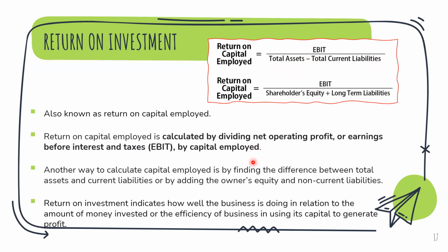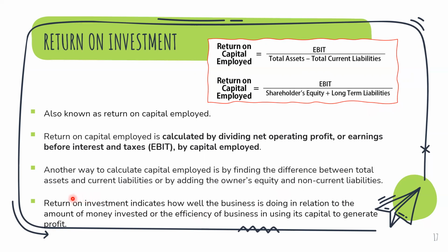So to find the capital employed, we can use the first or the second formula. To calculate the capital employed, we find the difference between the total asset and the total current liability as per the first formula, or add the owner's equity and the non-current liability as per the second formula. So from the main formula, net profit divided by the capital employed, we can express the capital employed as per this formula. Number one, total asset minus total current liability, or the next formula, shareholders' equity or the owner's equity plus the long-term liability or non-current liabilities.